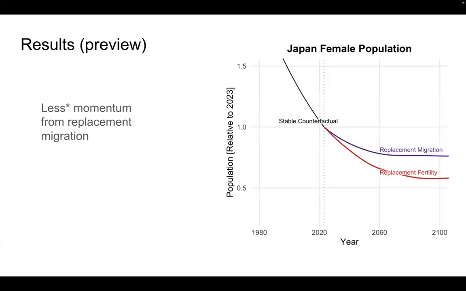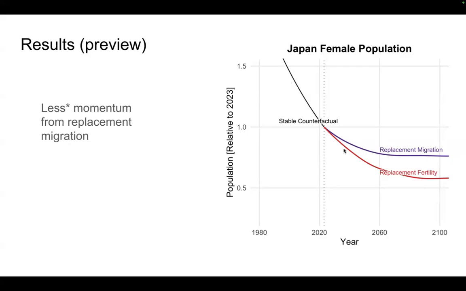And so I haven't told you how we've done that because there's a couple different ways to do it. And I'll do that later. But the main result that I want to share here and the main takeaway is that it produces less momentum, right? And you can see that the population was shrinking, it shrinks less for replacement migration.